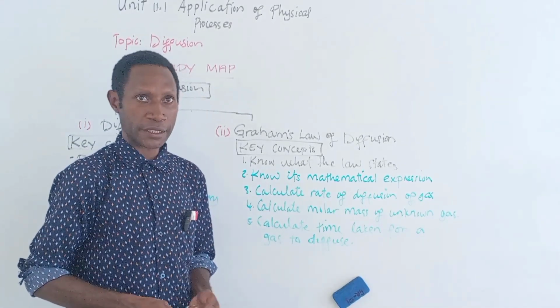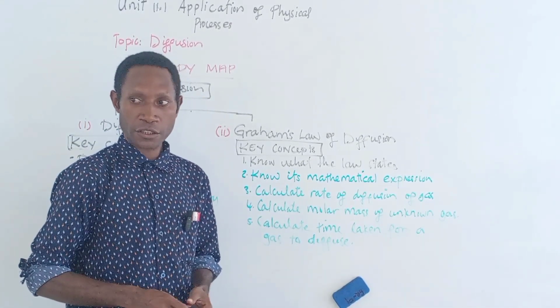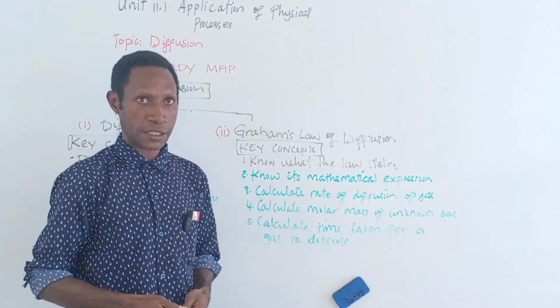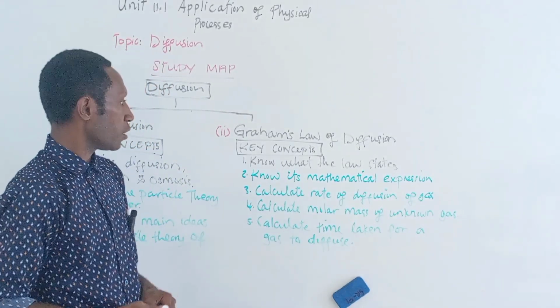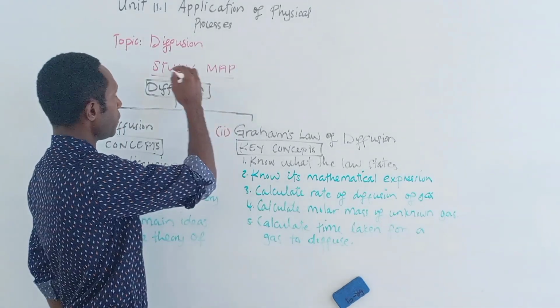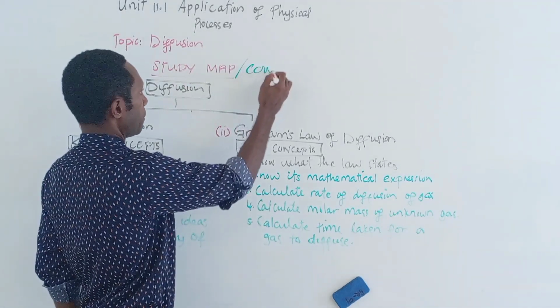Okay, in this video, I will be explaining to you one way you can use to study chemistry effectively. And I believe you can also apply it in other subjects. That is to use what is called a study map, or we say maybe concept map.